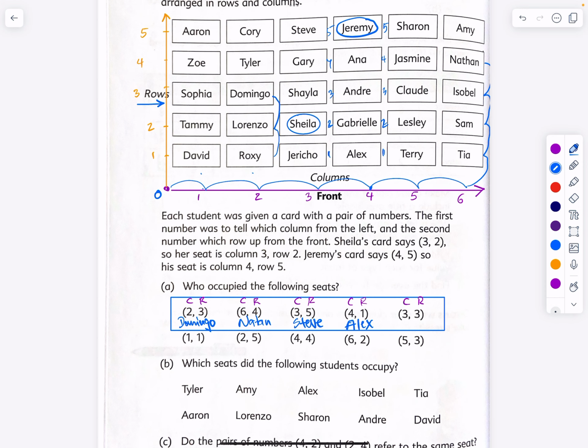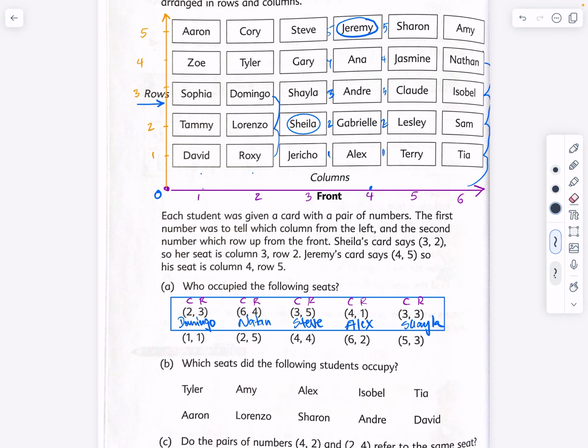3, 3. So, okay, we have to move 3 steps to the right. Okay, and now all the way up to row 3, and that's Shayla. Shayla, okay? I hope you're getting a hang of it. Now, let's try to use a different exercise.